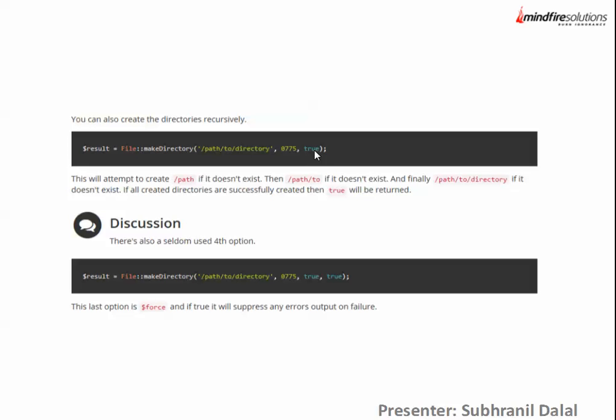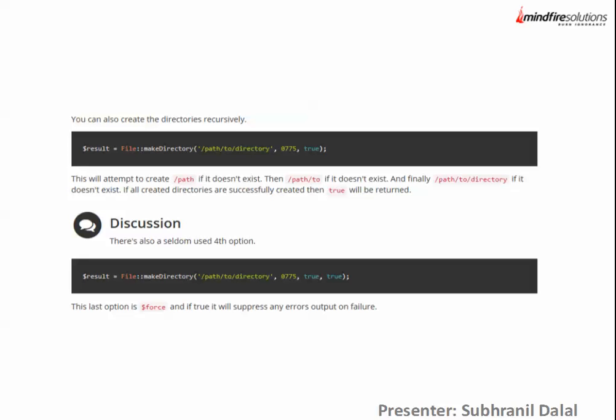The third true means if the directory does not exist, and you pass true, then it will create all the directories recursively. If you don't mention it, then it will not create them. But if you pass true and the parent directories don't exist, then it will create all the directories recursively.